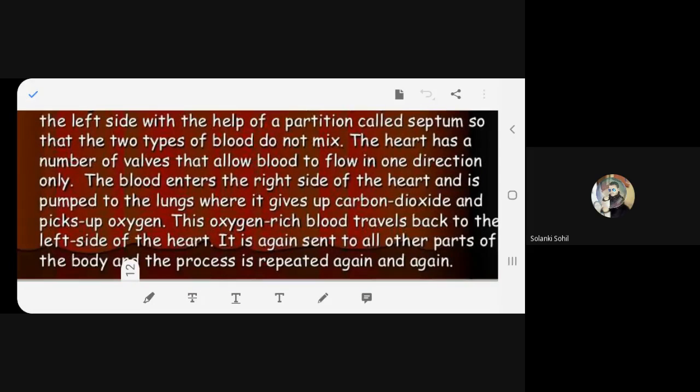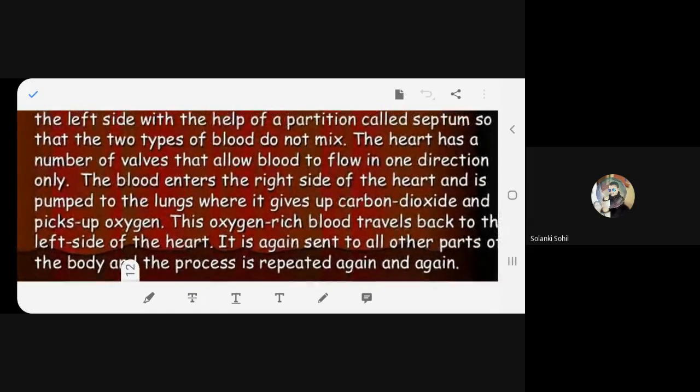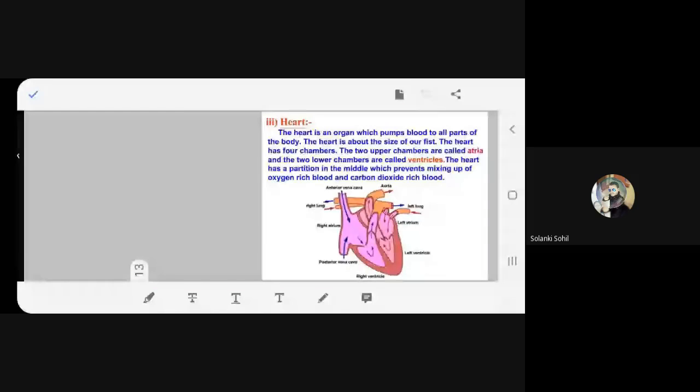Now read. The heart has a number of valves that allow blood. Valves. The number of valves that allow blood to flow in one direction only. Okay. Here you see.